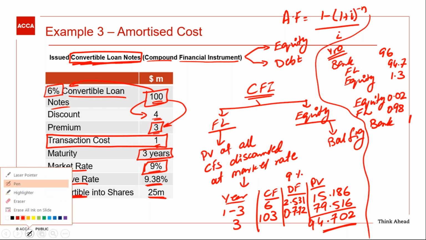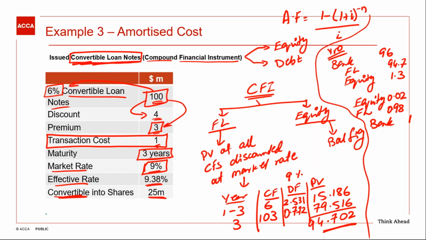This means now in the balance sheet, the value of the liability should be how much? 94.7 minus 0.98, which is going to be 93.72. Please check my calculation. Sometimes my oral maths becomes horrible. And equity is 1.3 minus 0.02, which is going to be 1.28.